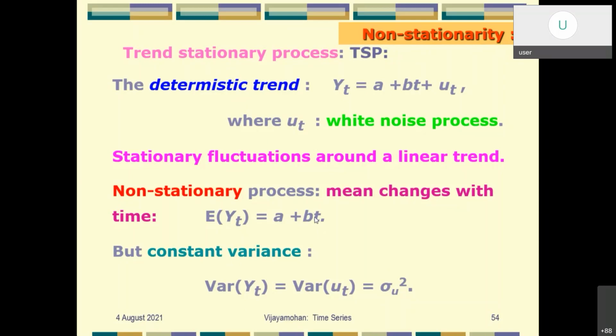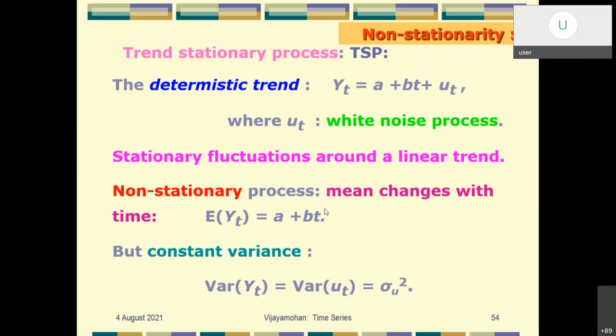But the mean is a function of time. Since this mean is a function of time, we can use this expectation of yt, or the regression of yt in terms of the estimated values of a and b, a hat plus b hat t, for forecasting purposes, forecasting the near future only, not a long future horizon. For a limited number of future periods, we can use the mean value of this.